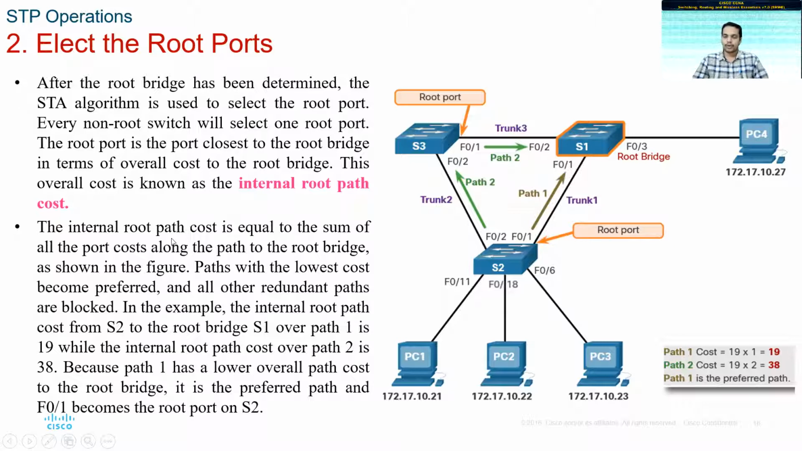So the internal root path cost is equal to the sum of all the port costs along the path to the root bridge. As I told you, if S2 has a path to S1 via S3, the total root path cost will be 38, because you have to calculate 19 for this link between S2 and S3, and 19 for the link between S3 and S1. Paths with the lowest cost will be preferred and all the others will be blocked. So here for S2, F0/1 will become the root port.